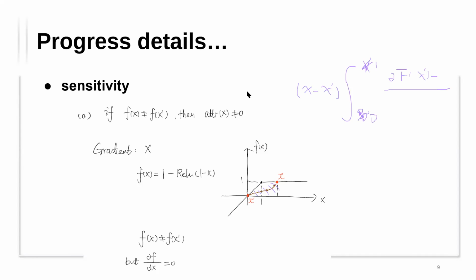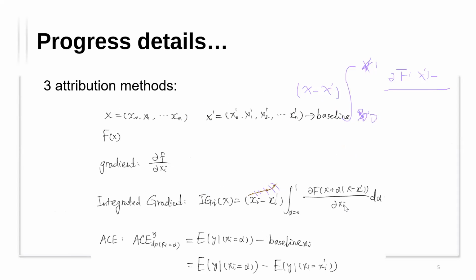Sorry, let me check. I forgot this equation. So it's calculated: x plus alpha times (x minus x prime). What does this x here mean? This x is the input x.